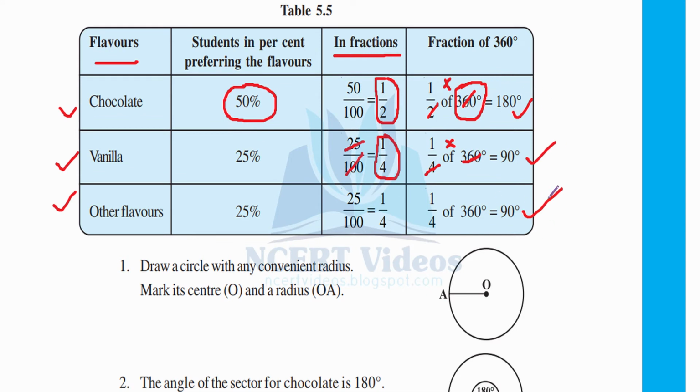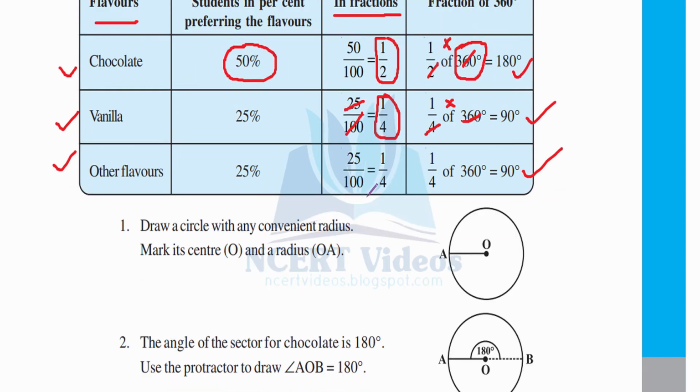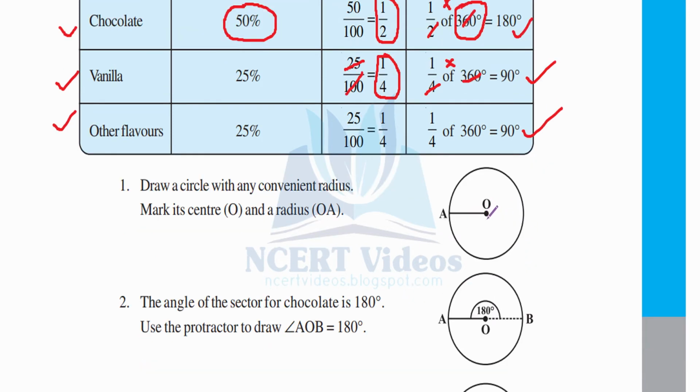After knowing the angles, that is sector angles of various sub-events of a bigger event, now how do we construct the actual representation? So now practical geometry concepts will be used. We need to draw a circle with a convenient radius. Suppose we are taking radius as 4 centimeters. And using a pair of compasses, we construct a circle with O as center point and AO is our required radius.